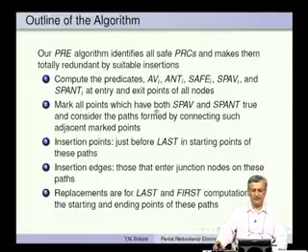Mark all points which have both SPAV and SPANT true. So, safe partially available and safe partially anticipable points are all marked, and consider the paths formed by connecting such adjacent marked points. So, we are going to look at the path, and all these points will be safe. That is because of this guarantee, so safe SPAV and SPANT. So, we connect the adjacent points, form the path, but we are not going to do this in the algorithm, we are going to compute the predicates directly, but this is the conceptual understanding.